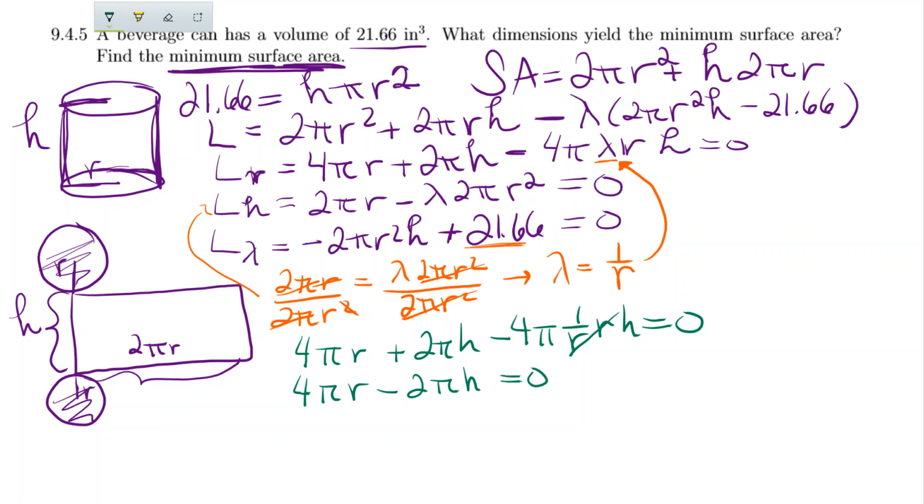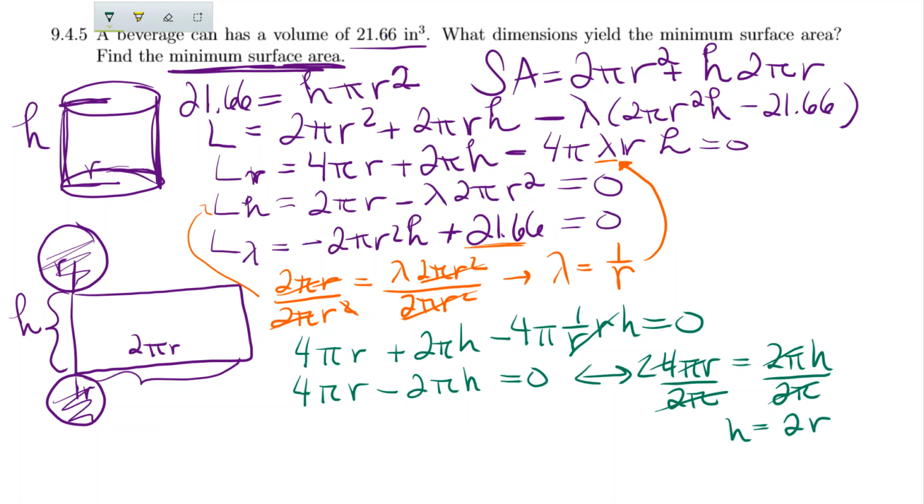I'm going to add the 2 pi h to the other side. I'm going to write this over because I'm running out of space. So I'll have 4 pi r equal to 2 pi h, and I'll divide by 2 pi, and I'll get a 2. So that tells me that h is actually twice the radius, and that's something that comes up a lot when it comes to canning things: you'll end up with your height being twice what your radius should be.